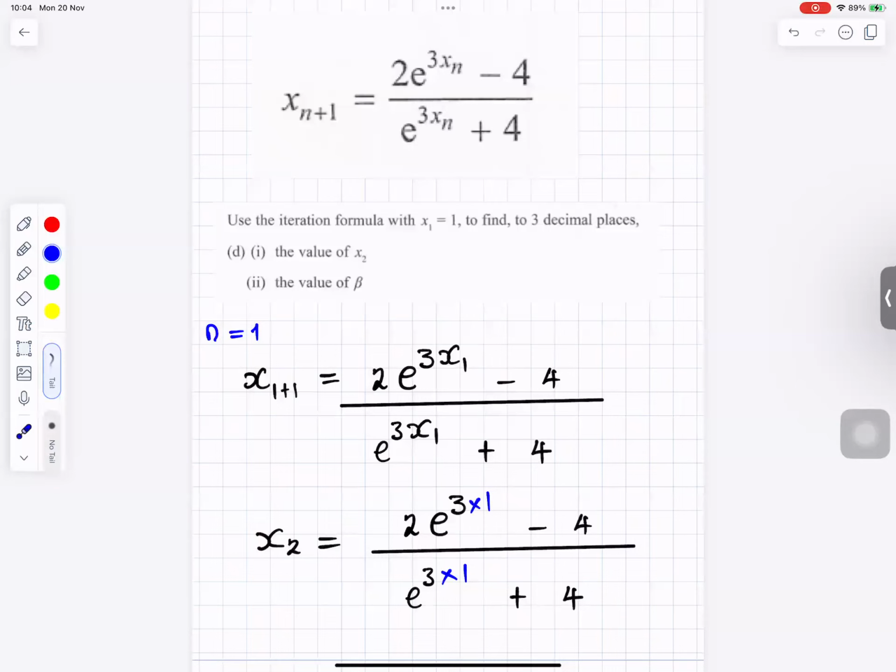They say use the iteration formula. Find the value of x2 and the value of beta. So if we have n is 1, 1 plus 1 would be 2. So we put 1 there. 1 plus 1 is 2. And we put 1 there. 2e to the 3 times x1. So since we know x1 is 1, we put 1 there, put 1 there. And then start to simplify that.